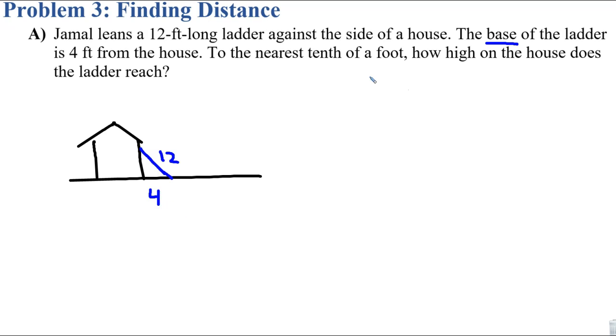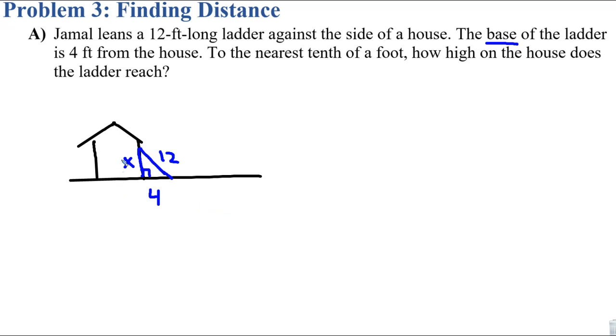We want to know to the nearest tenth of a foot, how high in the house does the ladder reach? That's the x here. We want to know how high up can we get. Can we get to that second story window? Can we reach the roof? And the trick for this one is we'll assume we're using a right triangle. We'll assume that the house is coming out of the ground at a right angle.